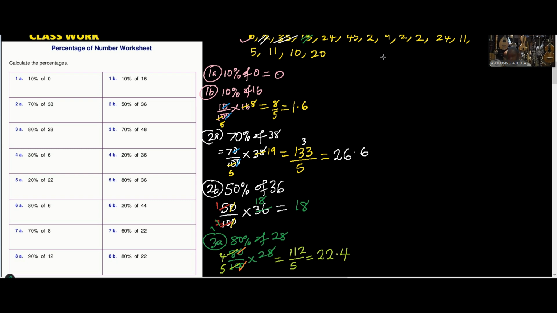Now let's move on to the next one, which is 3B. For 3B, I have 70% of 48.